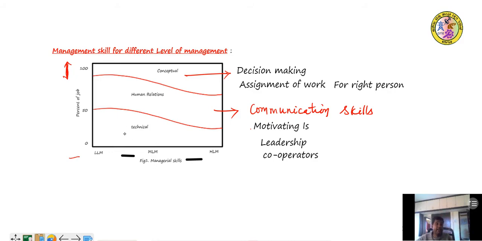For technical skills, for lower level management, for production purpose, handling the methods. Here what we are going to handle? We are going to handle the jobs, techniques. So all these skills are required for low level.